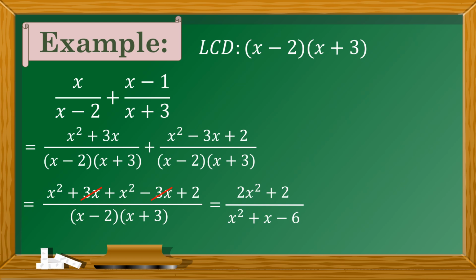So we have to multiply. So the product is x squared plus x minus 6. So therefore, the sum is 2x squared plus 2 all over x squared plus x minus 6.